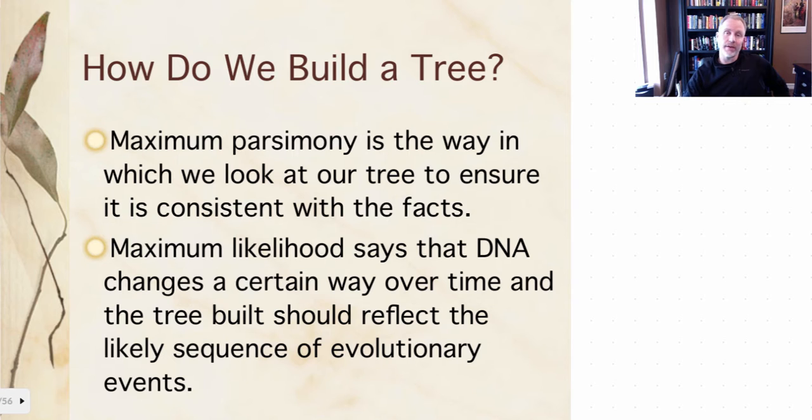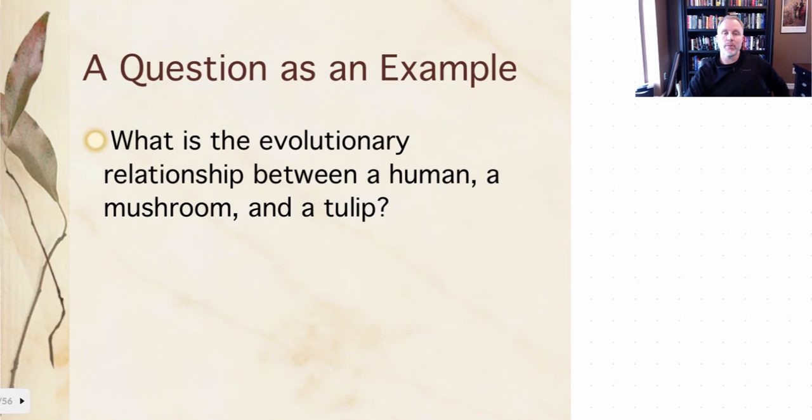time. And as more evidence becomes available, we might have to modify the tree. But again, it's just built on this most probable set of outcomes. So if we look at the example that we talked about earlier, a human, a mushroom, and a tulip, which ones are most closely related? We probably agreed that the mushroom and the tulip seem like they're the most closely related.